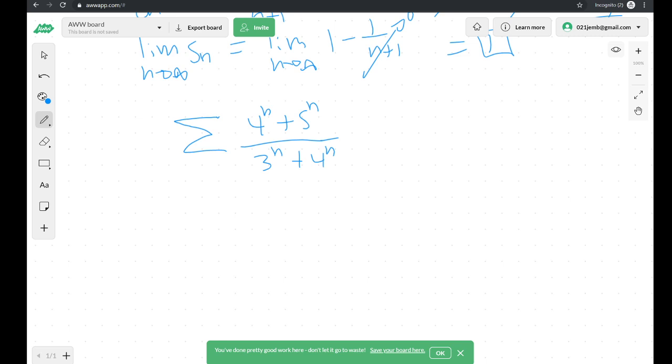Yeah, because I don't think this will converge. So let me do it backwards. Yeah, that's probably how the problem went. So it's going to be the sum of (3^n + 4^n) divided by (4^n + 5^n). Okay, and then we're asked to find the convergence or divergence. So does this converge or diverge?